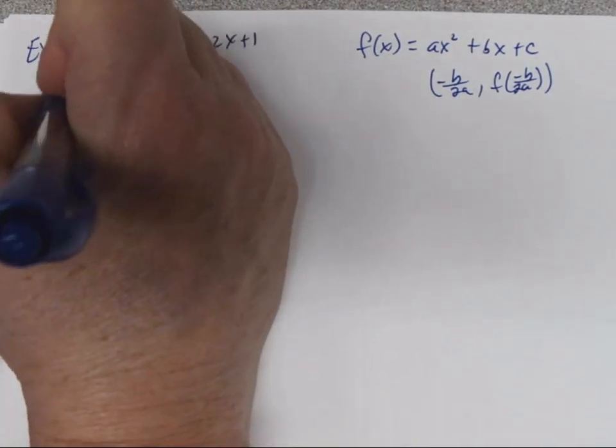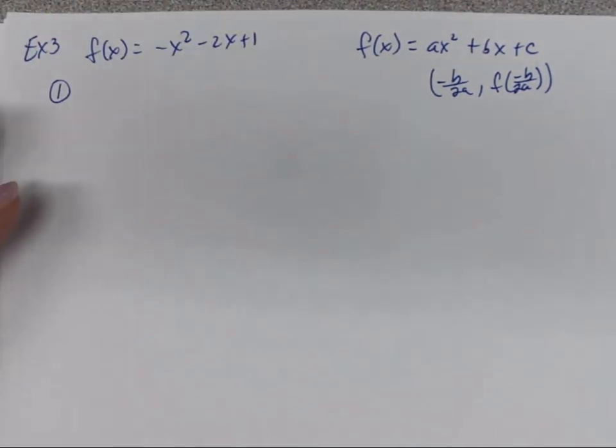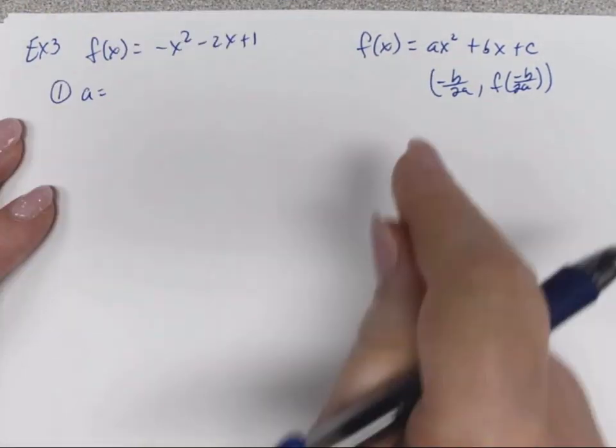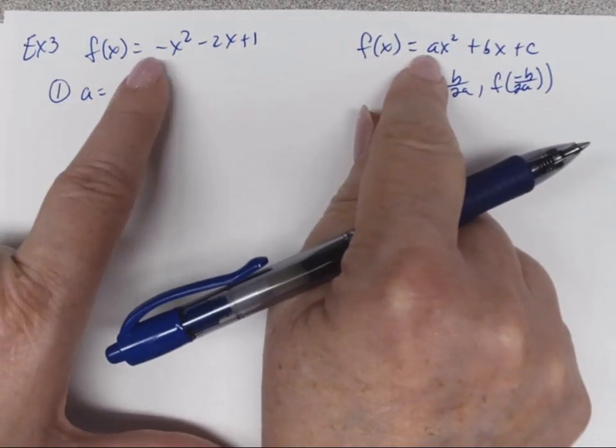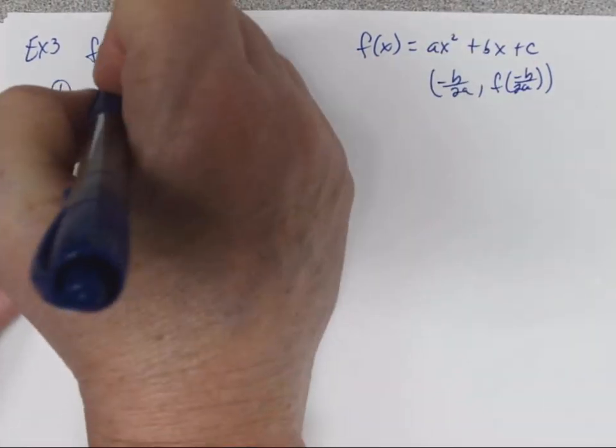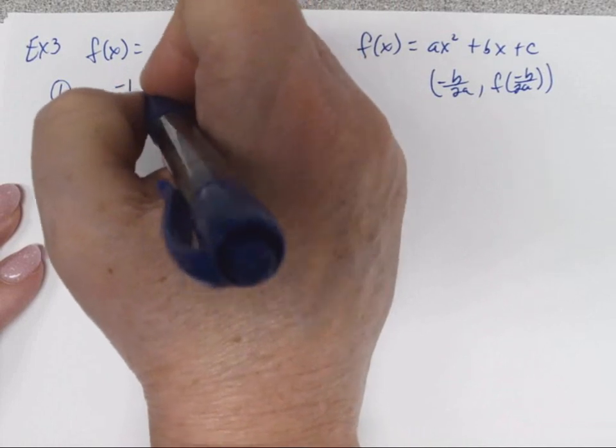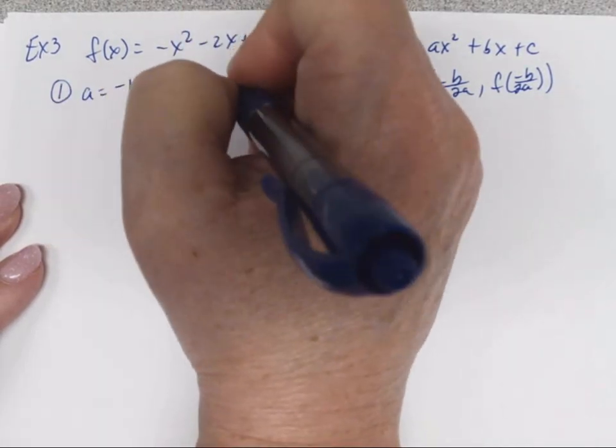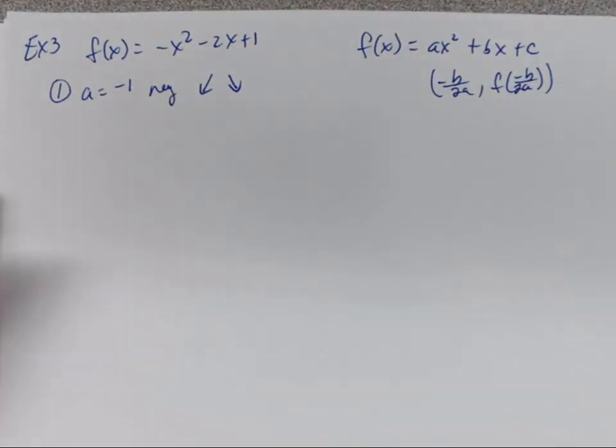All right, step 1. What is the graph going to do? Is it going to open up or down? Well, that depends on what a is. Our a is, again, still out front. A is equal to -1. So that tells us it is negative, which means it's going to be opening downward.